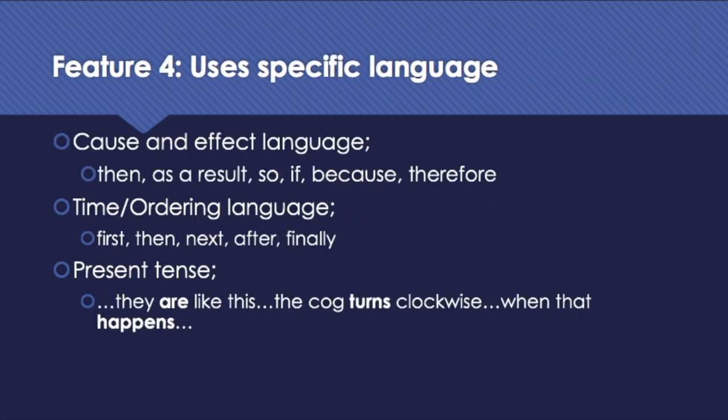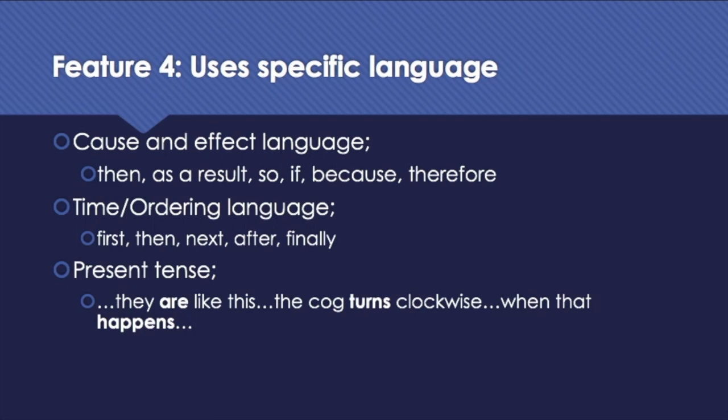The fourth feature of an explanation is that you use specific language. There's specific types of language that you use within an explanation. So there's the cause and effect language, things like then or as a result, so, if, because, therefore. All of those words suggest that what you're about to say next is connected to the first thing you said by like a causal link. So this happened, then this happened, or as a result of something happening, something else happened. So it uses that kind of language in an explanation.